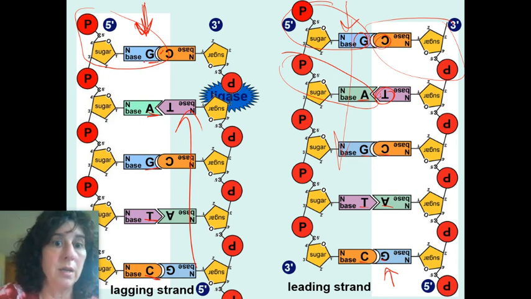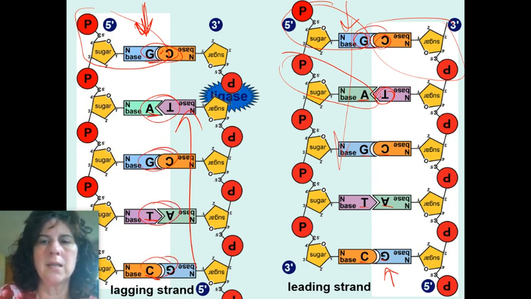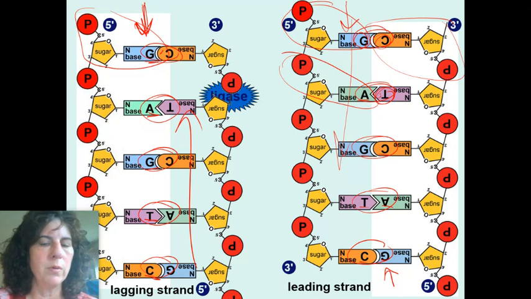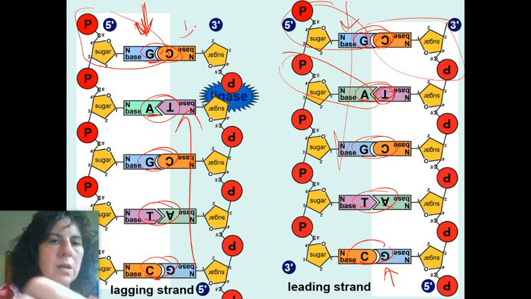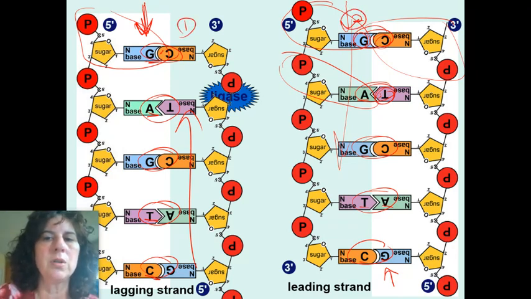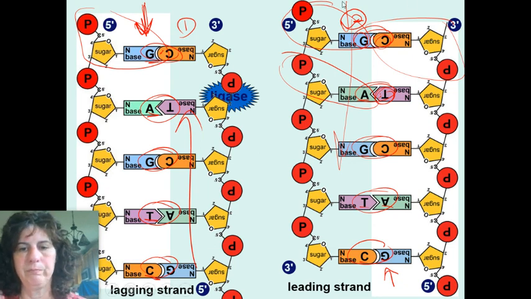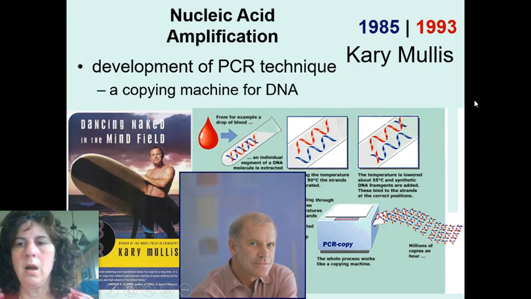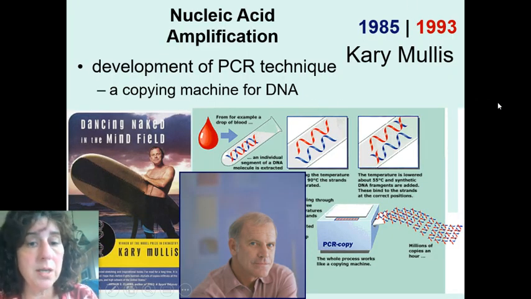But notice the important part here, our code all the way down has remained the same on both sides. So now I have an exact copy of what my original was. This can go to cell number 1. This can go to cell number 2 during mitosis. All right, so this is what's happening in your cells all the time.